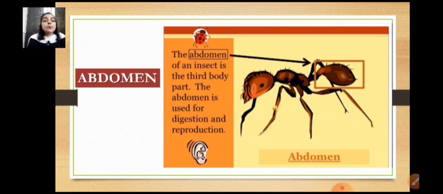This is the third part of the insect body. This is the abdomen. The abdomen is the stomach of an insect. The abdomen of the insect is the third body part. The abdomen is used for digestion and reproduction. There are various kinds of systems present in the abdomen, as we all possess inside our bodies. For example, they have a heart, a circulatory system, a digestive system, and an excretory system in their abdomen.